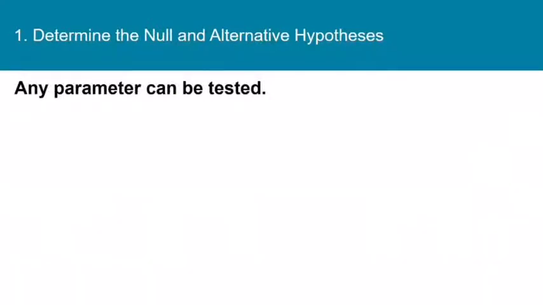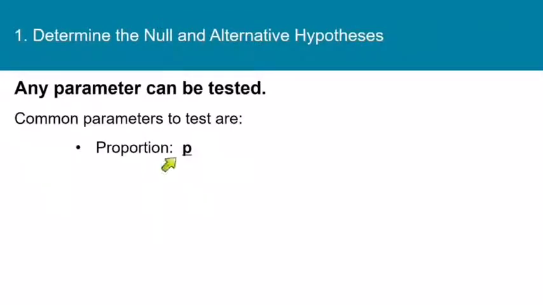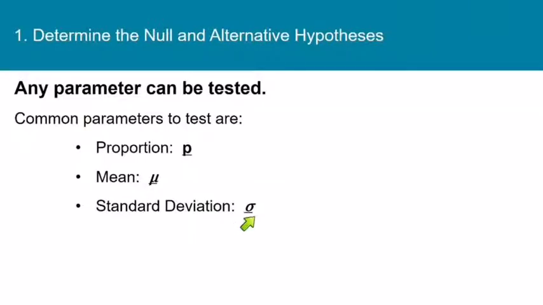Now, all three of the hypotheses that we just looked at were testing mu, but in reality, any parameter can be tested. So in this section, when you do your homework, you might see problems that talk about the proportion, which would be denoted by P, or the mean, which is of course denoted by mu, or the population standard deviation, which is sigma. Now, mean and standard deviation I know you're familiar with. Proportion we really haven't used in any problems from chapter 6 on. So let me give you an example.